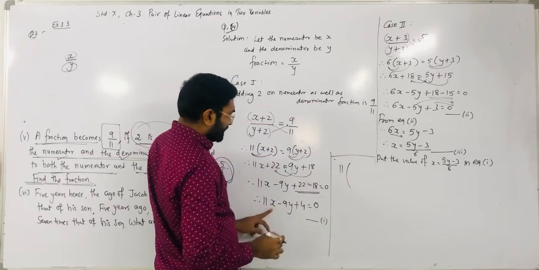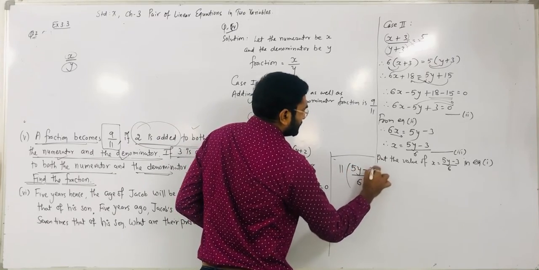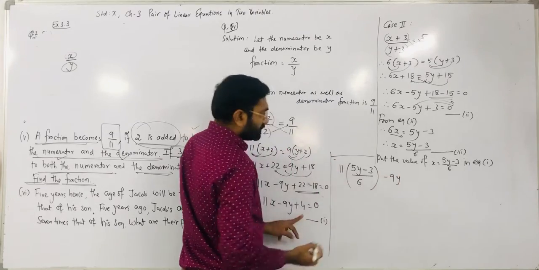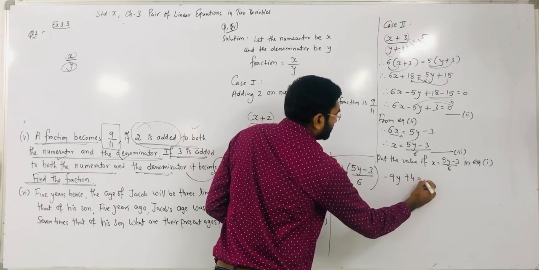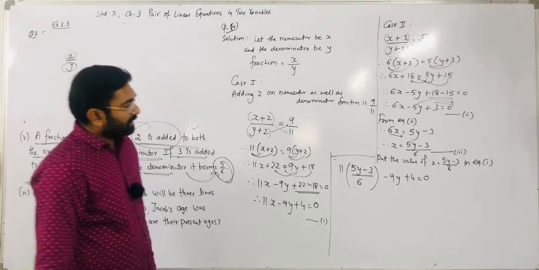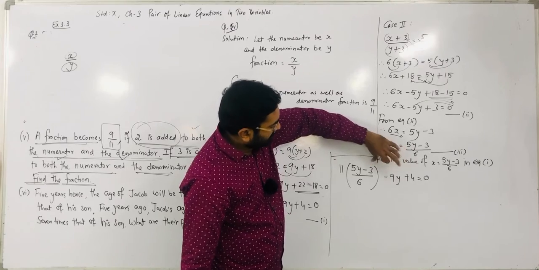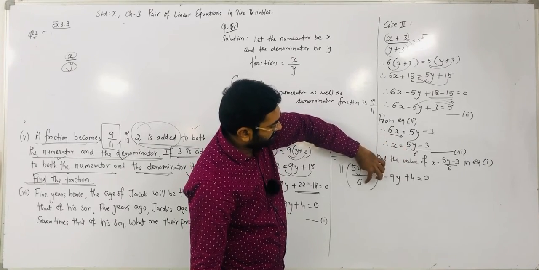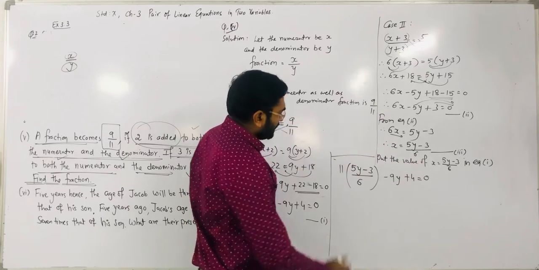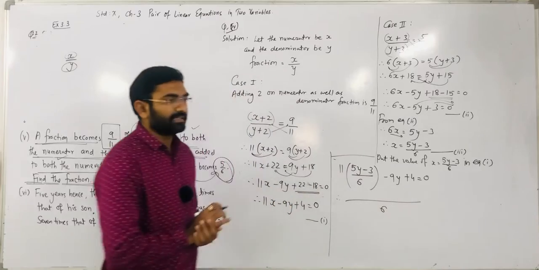11 into x is there. For the x value we have to put (5y minus 3) divided by 6, minus 9y plus 4 is equal to 0. Now see here, there are 3 terms on the left hand side. The first term has a denominator of 6, the other two terms have no denominator, that is 1. So we take the LCM on the left hand side, which is 6.